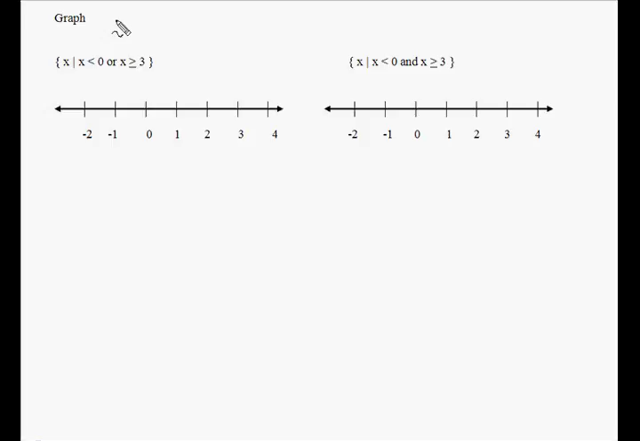Let's look at some graphs. We'll graph some "or" statements and compare them. To begin with, it says x, the set of all x, such that x is less than 0. Because it's less than 0 and not included, we're going to have an open circle at 0 and shade to the left.